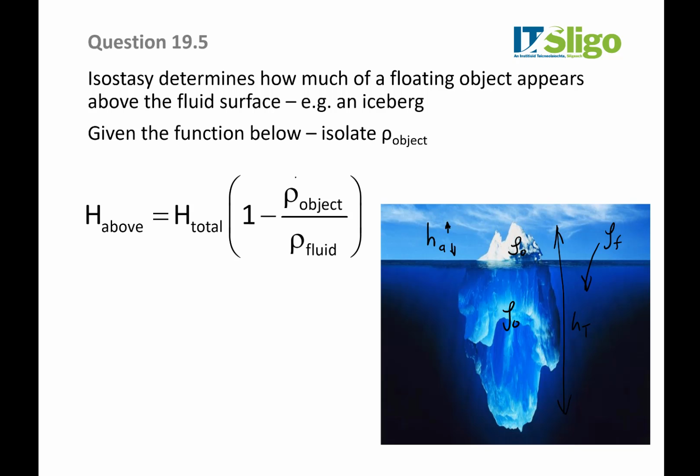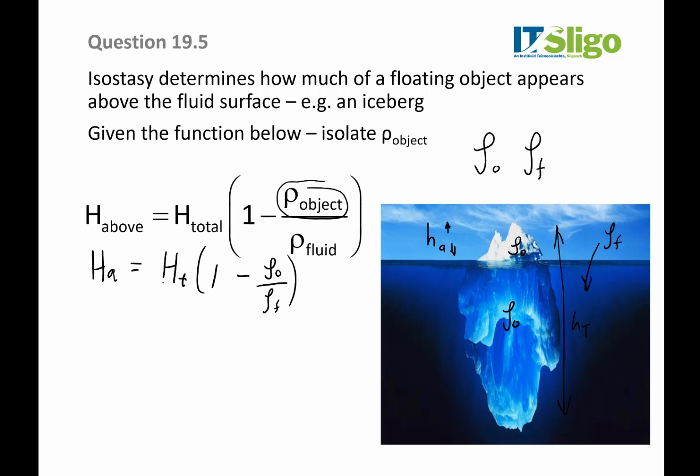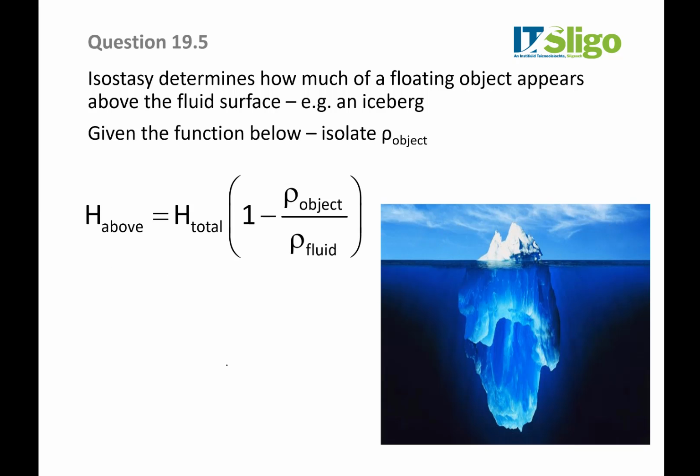And in this case, we're asked to isolate the density of the object. Now guys, that's the symbol rho. And you can just call it rho O for rho object and rho F if you want, just to save you writing loads of things. I would rewrite that formula, guys, as H A over H T equals 1 minus rho O over rho F. And then we want to get rho O on its own. So same principle guys, just move things away. I won't give you any hints, just see how you go.